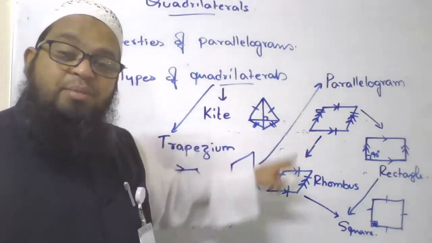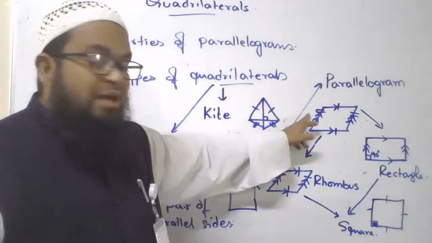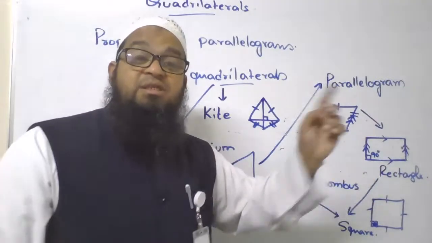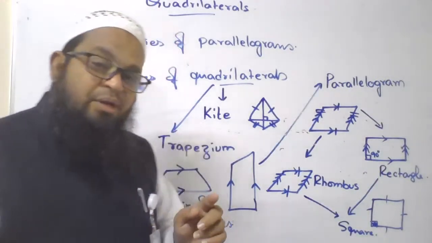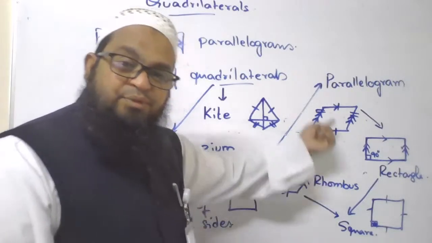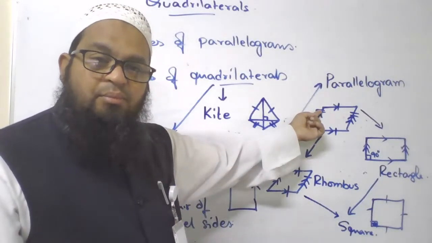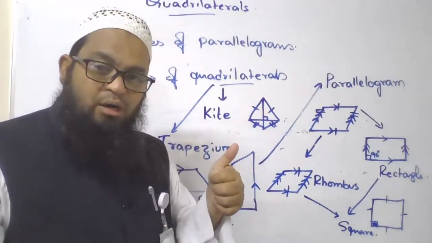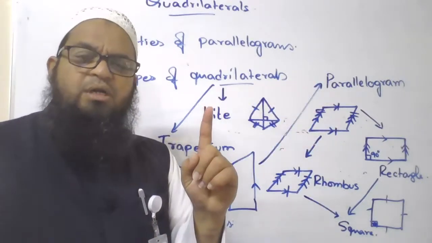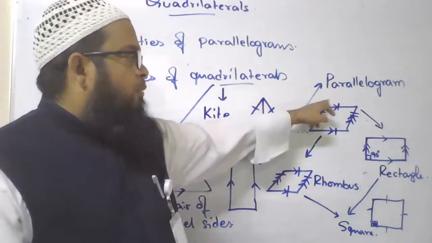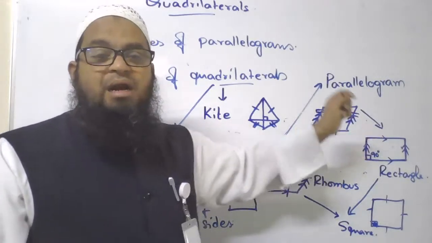All parallelograms cannot be rhombuses. All parallelograms cannot be rectangles. This is very, very important. But one thing can happen. Can all squares be called parallelograms? Yes, sir, they can be called. Why? Because for a parallelogram, you have only one condition. What is that condition? Opposite sides should be parallel and equal.